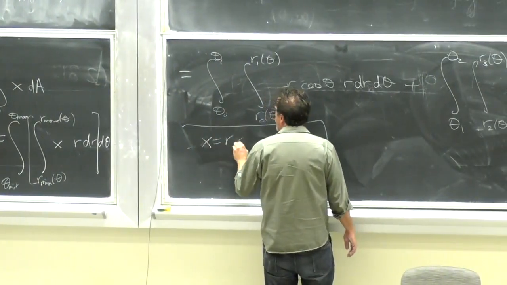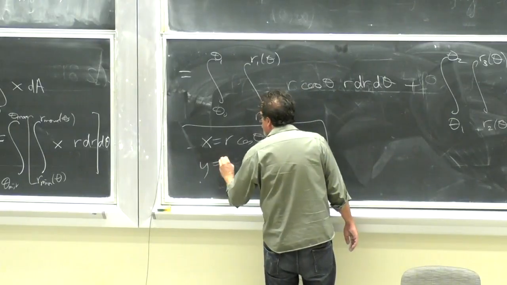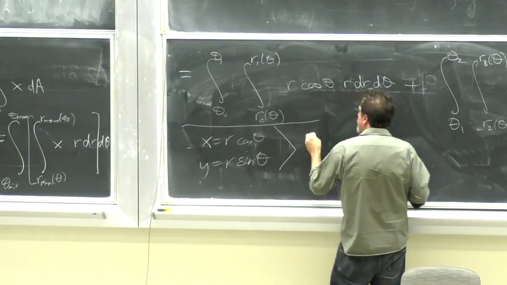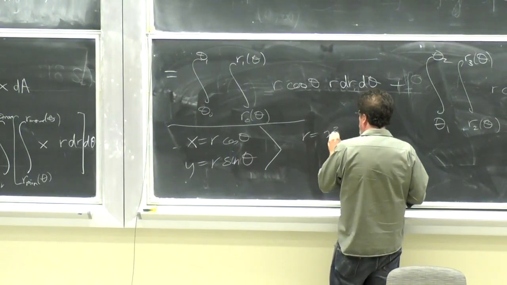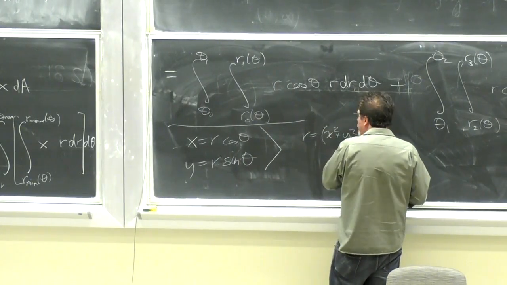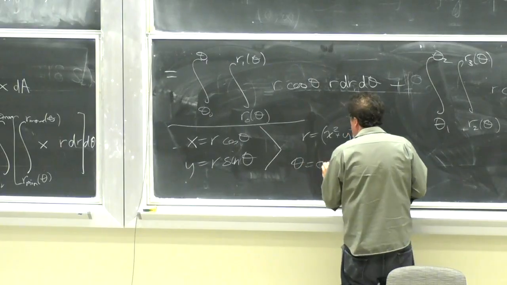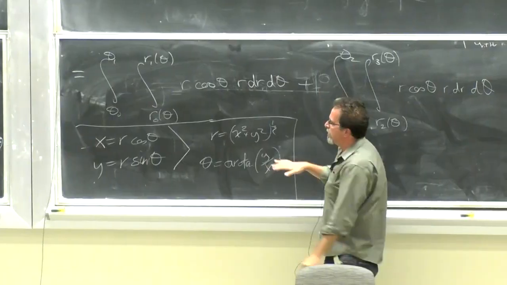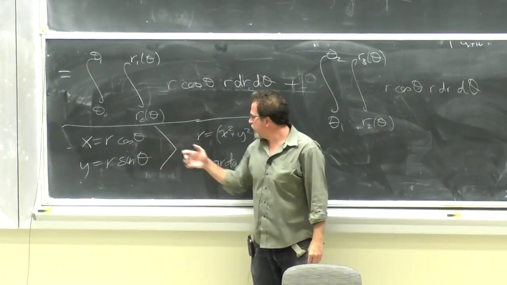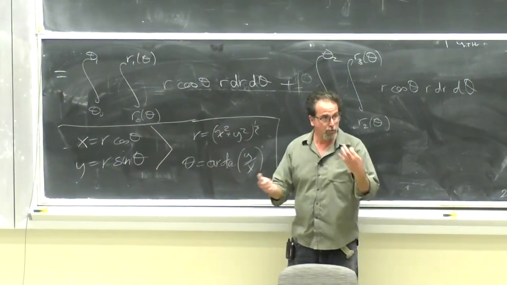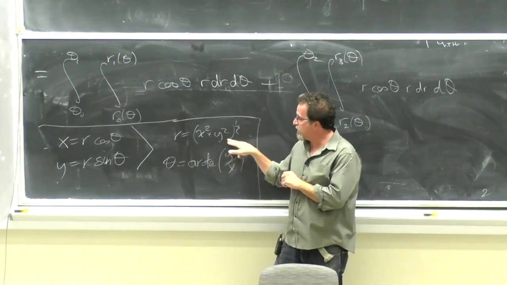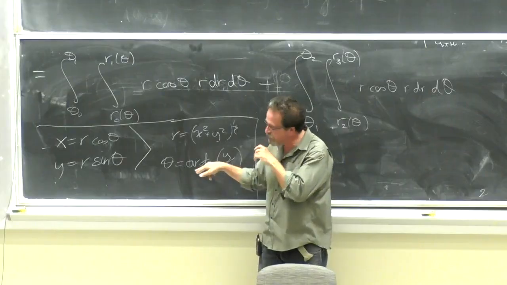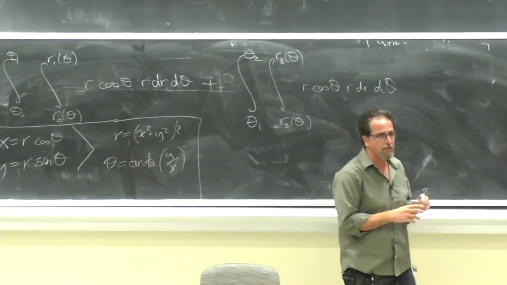X equals r cos theta. Y equals r sine theta. And that implies that r equals x squared plus y squared to the 1/2, and theta equals the arctan of y over x. OK? This is the transformation polar to Cartesian. This is the transformation Cartesian to polar. So you interpret r as being the distance from the origin of any point, and you interpret theta as being the angle as measured from the x-axis of any point.